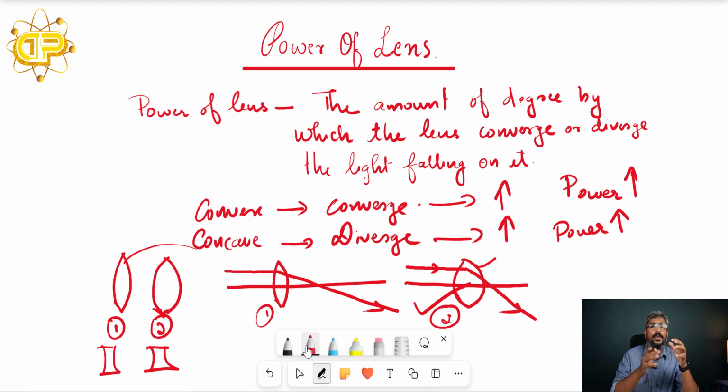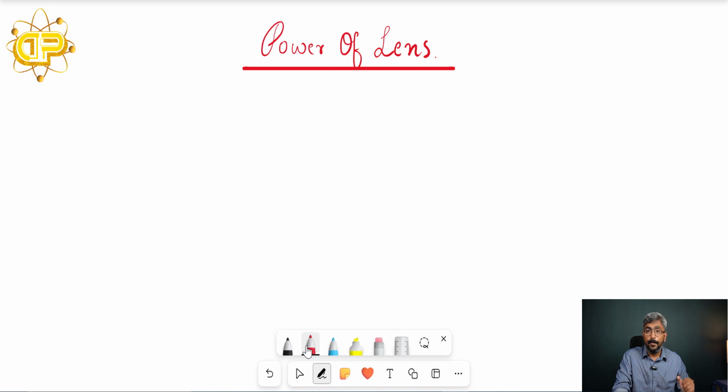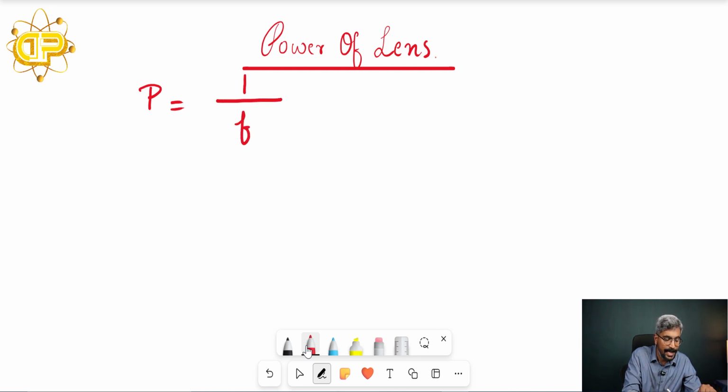Okay, so now we need to calculate the power in a mathematical way. This is the physics or story behind the power of a lens. Now we are getting into how we can calculate the power of a lens. Let us see the mathematical expression for the power of a lens. Power of a lens is defined as the reciprocal of the focal length expressed in meters.